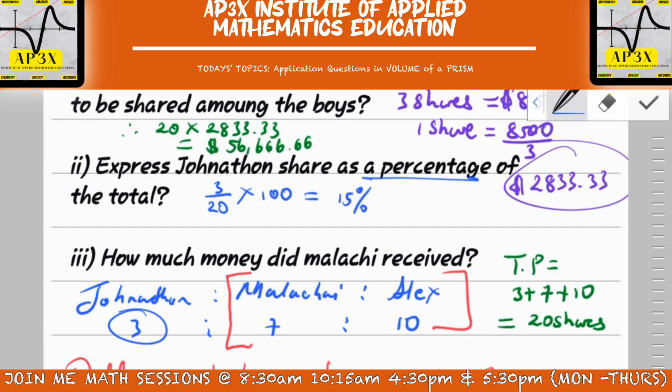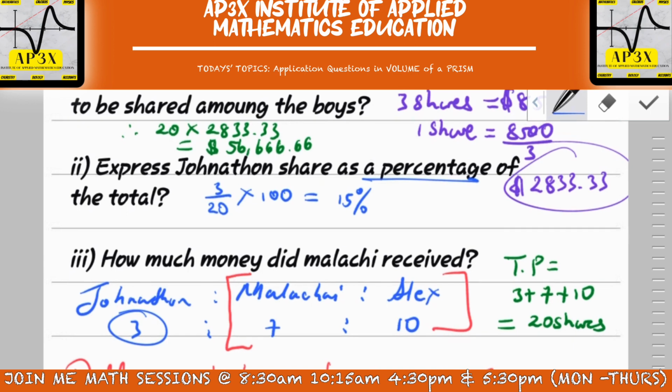And if you wanted to know how much did Jonathan actually received, you could have actually multiplied the $2,833.33 multiplied by 3, and that would have given you something close to 8,400 and change. Okay, that would have given you the amount, the actual amount that Jonathan received. But the question did ask us for the percentage. And here then, we're looking at the last question here.